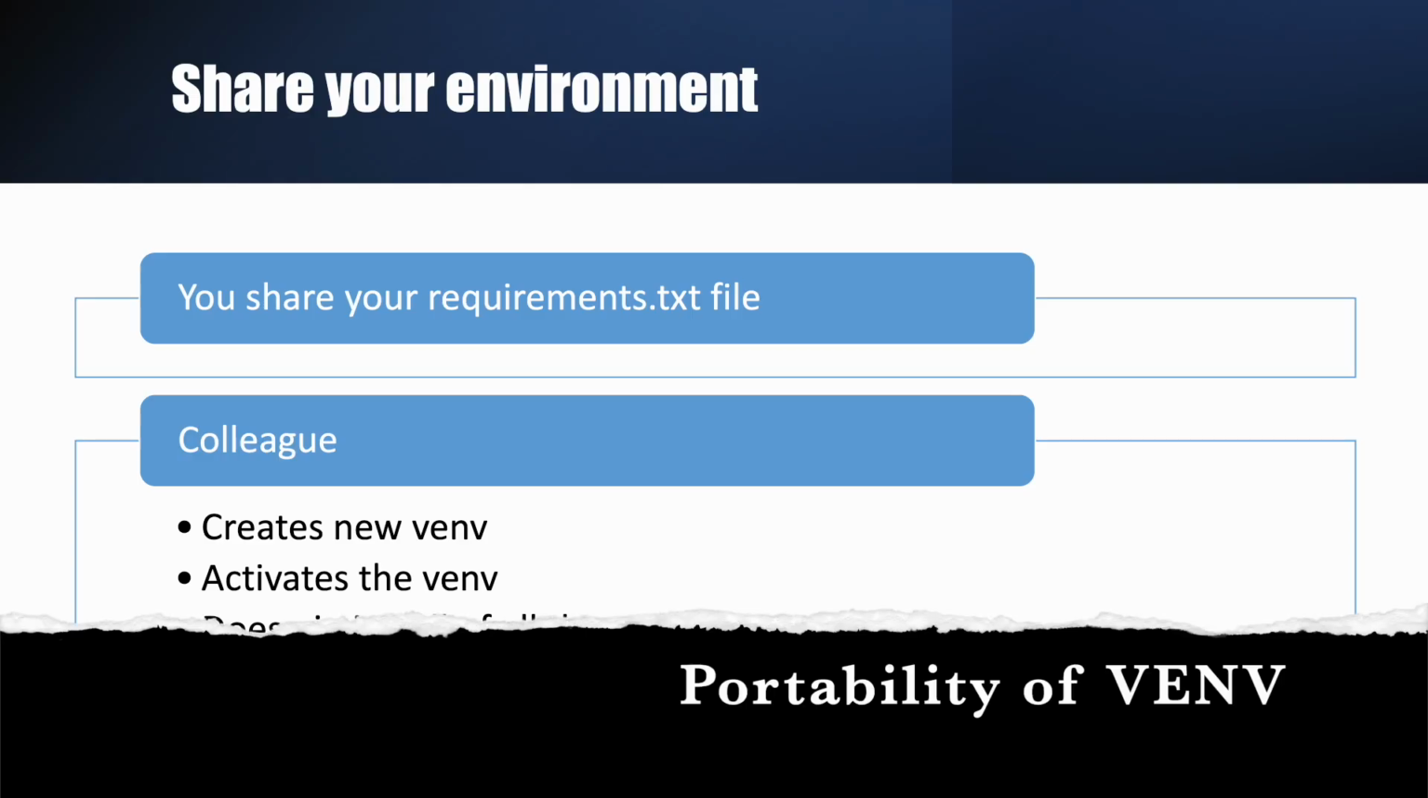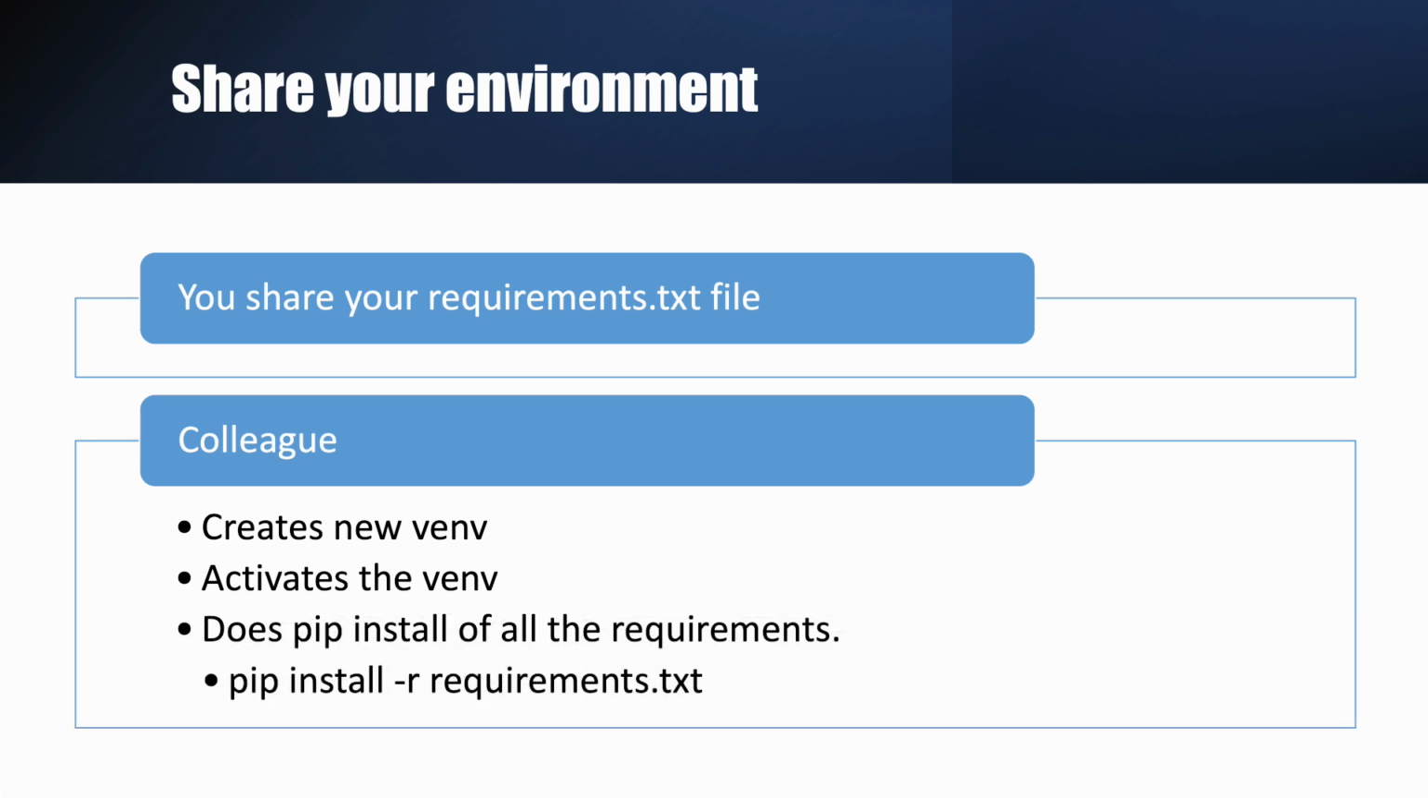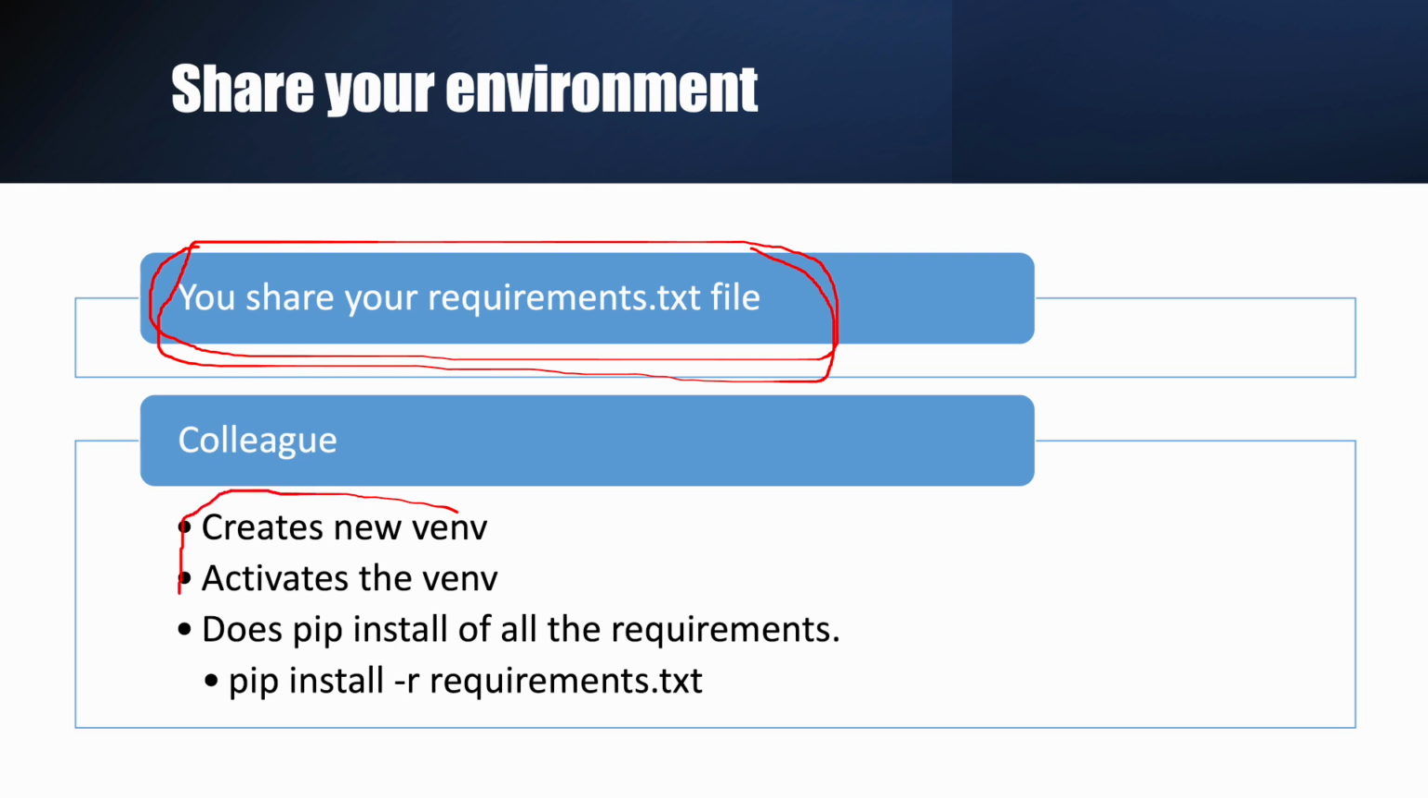Let's say you have to share your environment with your colleague. What you will do is first create the requirements.txt by pip freeze, which we just saw on the previous slide. Once you have created the requirements.txt, you will share it with your colleague. The colleague shall create a new virtual environment, activate the virtual environment, and finally install all the requirements which are there in the requirements.txt. Post this, if she has the Python scripts, she shall be able to execute those scripts and would have exactly the same environment as you.